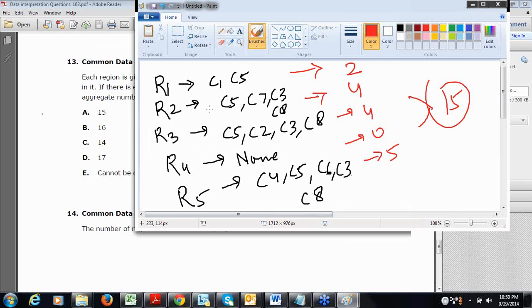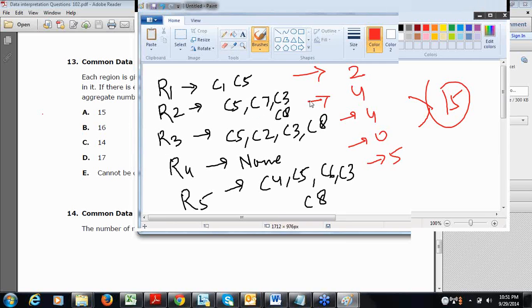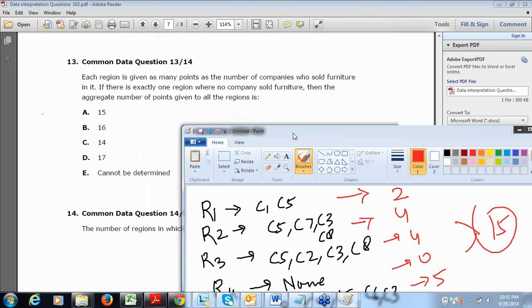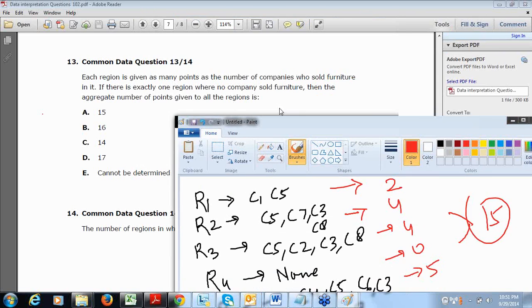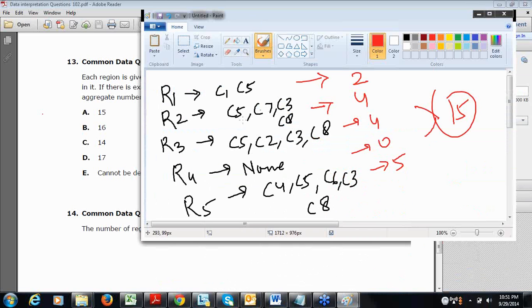Now we are left with 2 regions, R2 and R3 say. So these regions can have what? These regions can have these 4 companies each. These regions will have 4 companies each in order to make this complete list of the furniture.